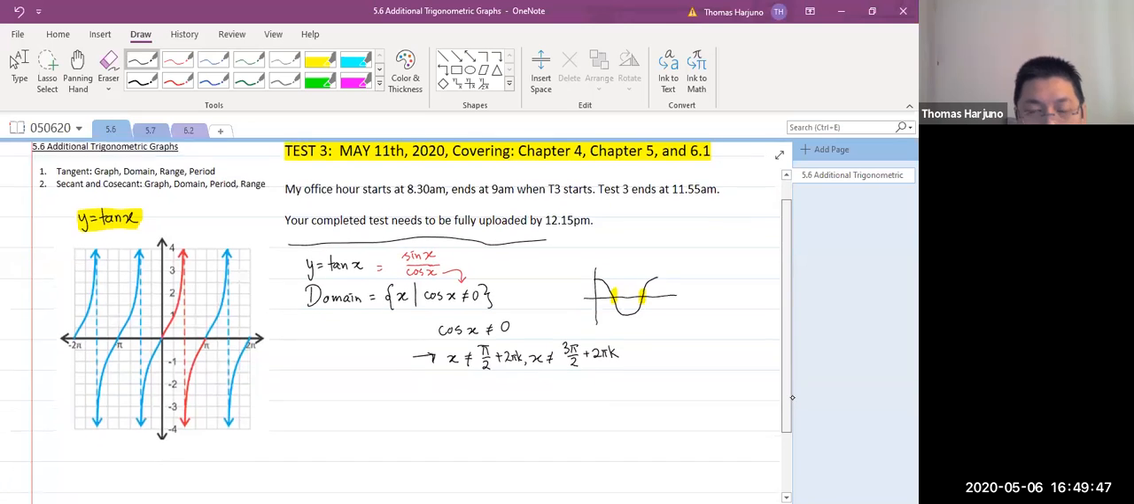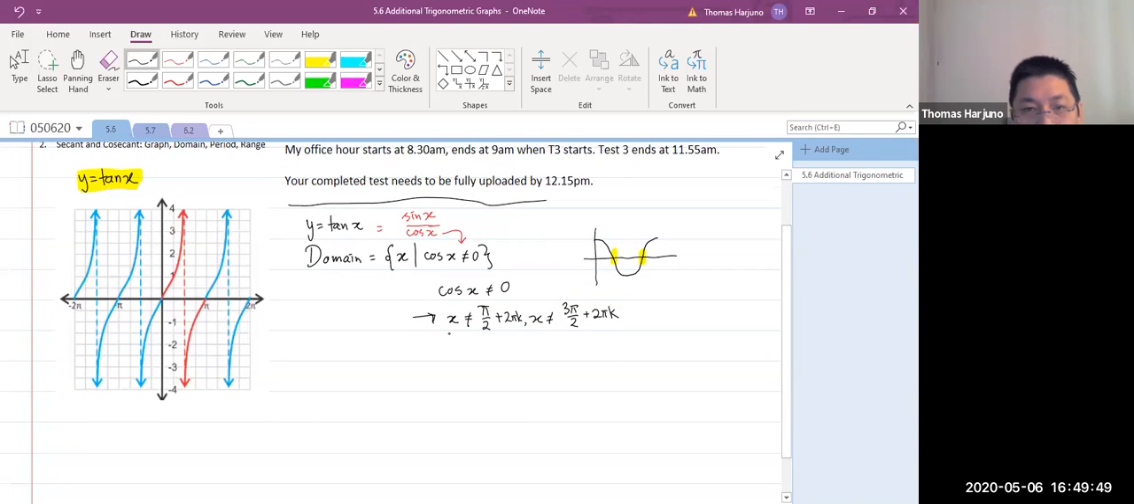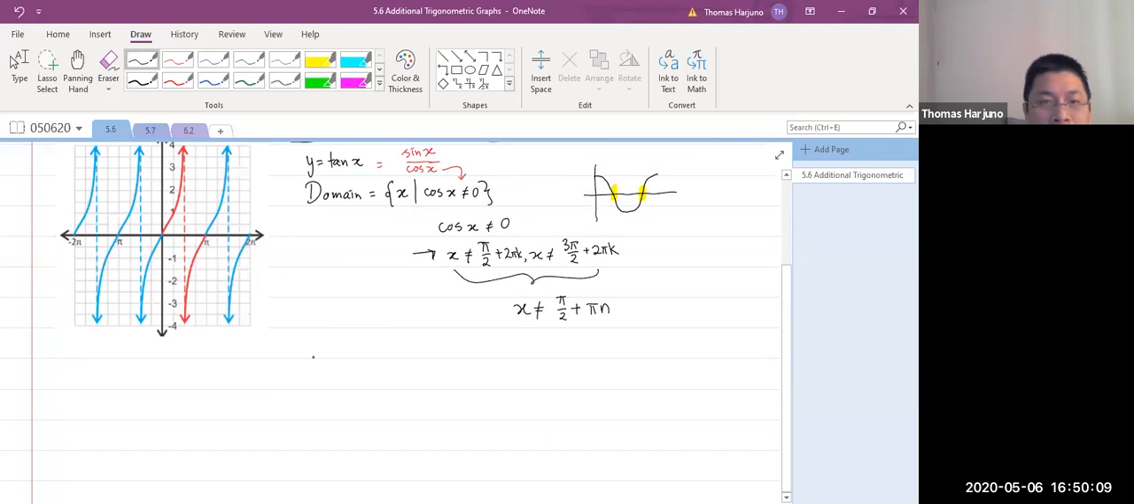And we may be able to condense this into x cannot be pi over 2 plus pi n. Thomas, what do you mean by condensing it? Okay, take a look at the following picture. The cosine graph hits 0 at pi over 2 and 3 pi over 2, plus 2 pi.